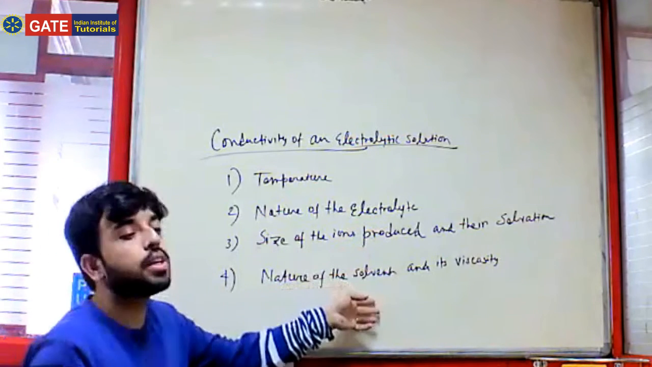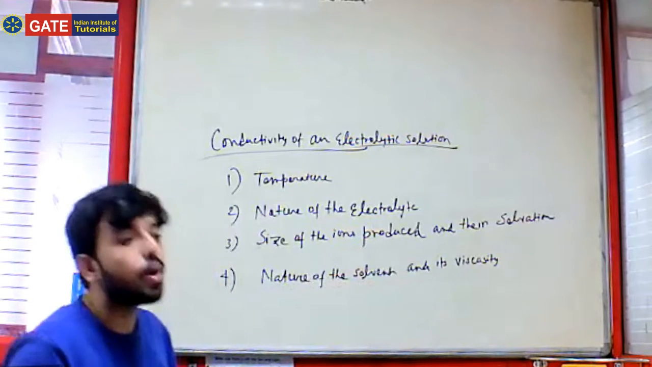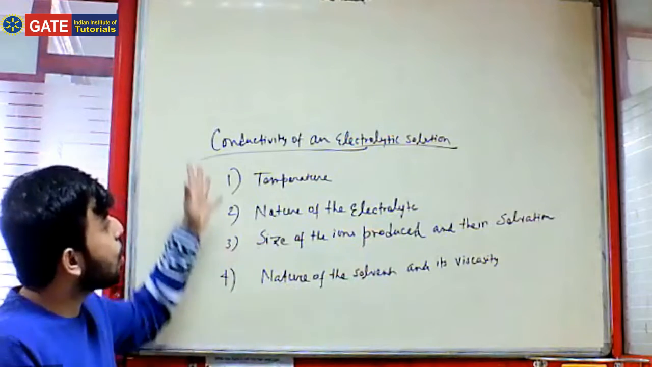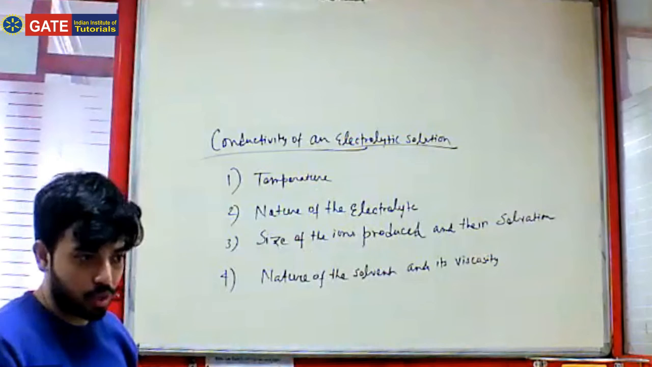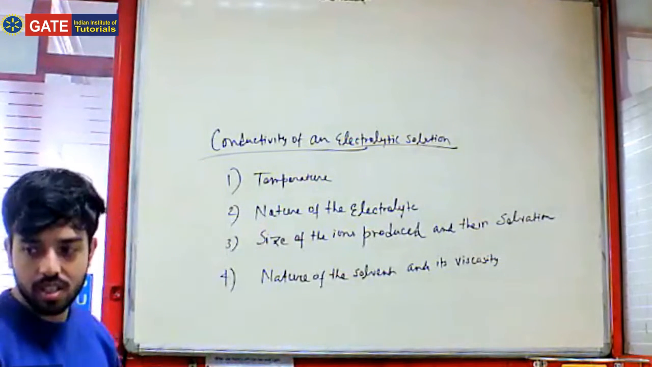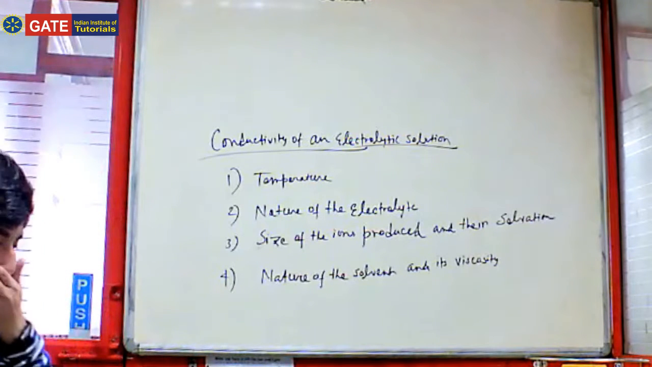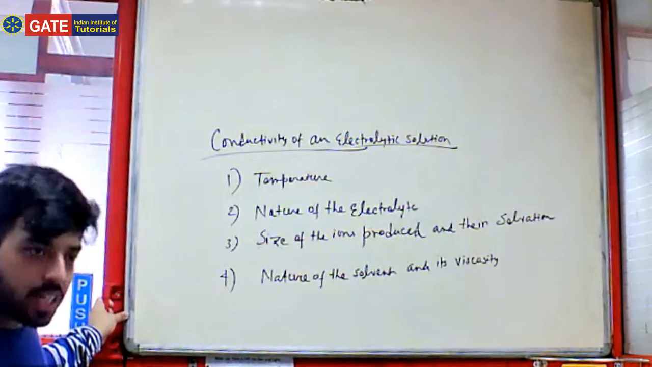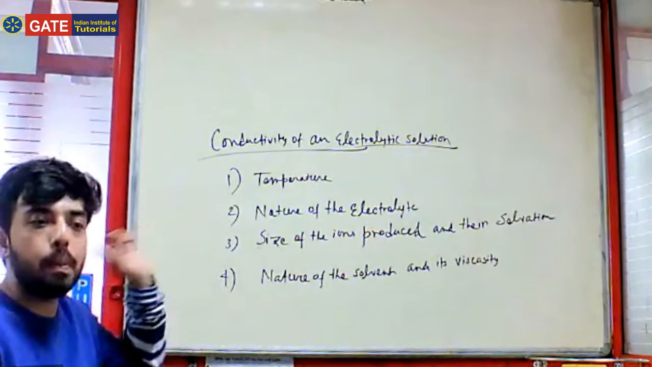Also, the nature of the solvent. What is the nature of the solvent? If it is highly viscous, what can happen? If it is less viscous, what can happen? So all these factors govern the conductivity of an electrolytic solution. Clear? You noted all those points. Any doubt, anyone can ask me. It is better to ask right now. If you have any doubt, I can repeat again.